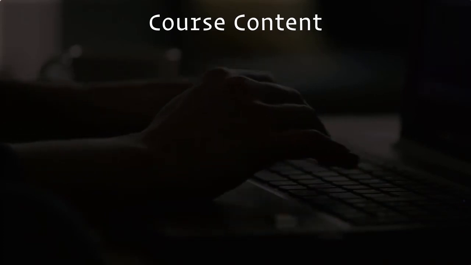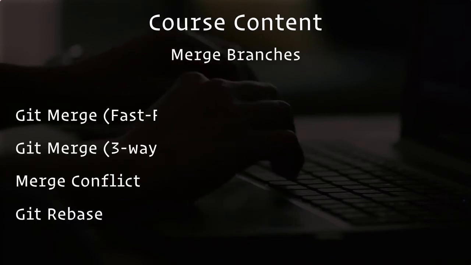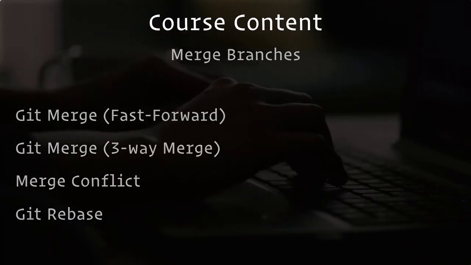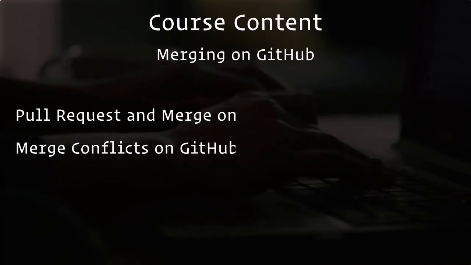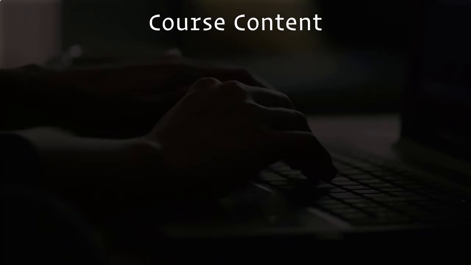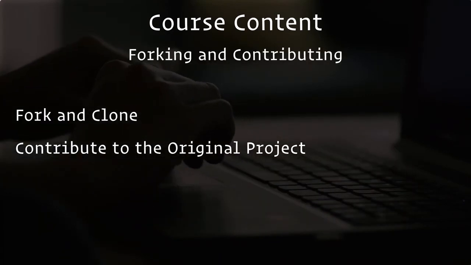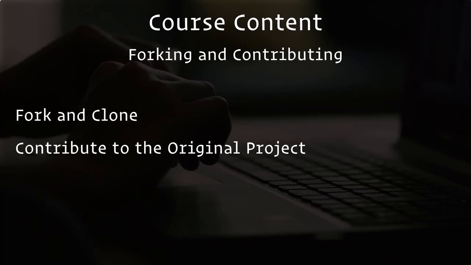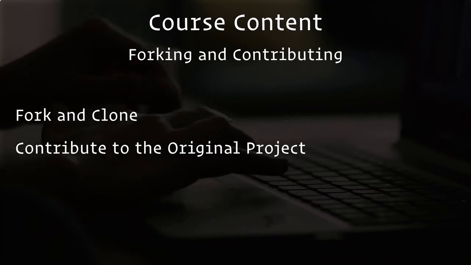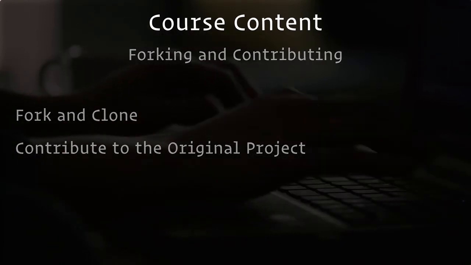After that, we will refer to kind of complex stuff. We will show you how to merge branches with different methods and also how to deal with merge conflicts. We will go through those topics both in Git and GitHub as well. Next, it will be followed by forking and contributing. You will learn how to copy someone else's remote repository to your GitHub account, how to clone it to your local computer, and how to contribute to the original project.